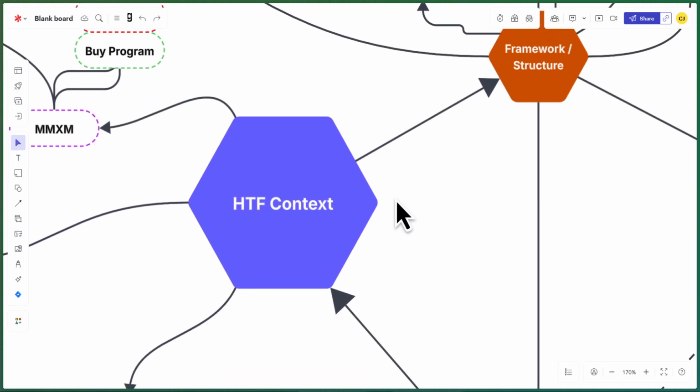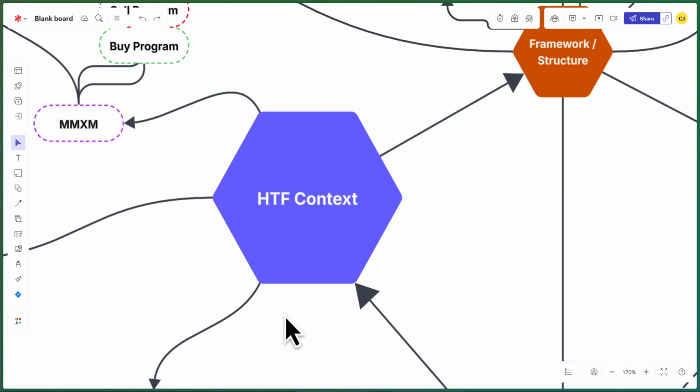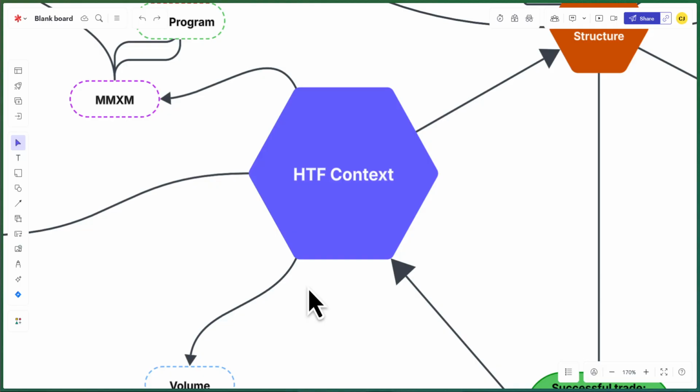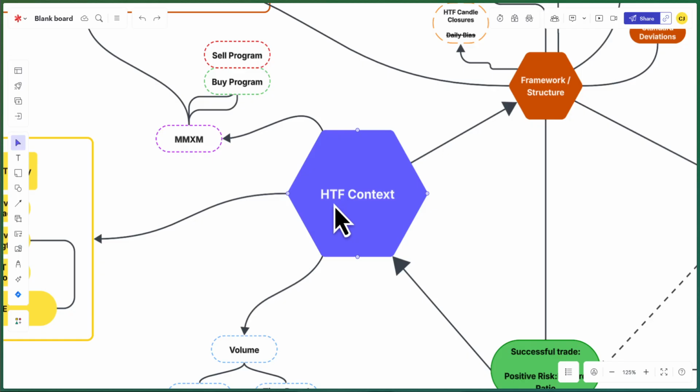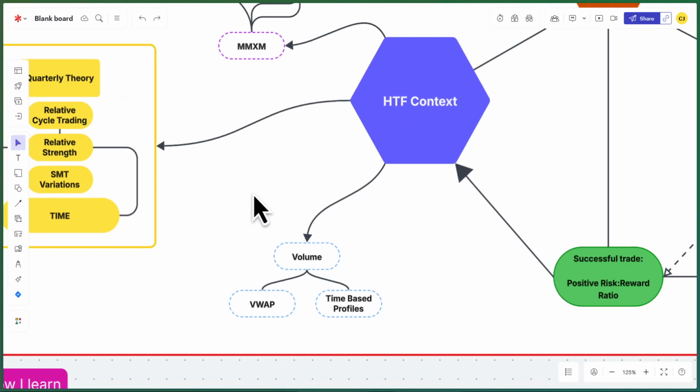HTF context. What do you mean by HTF context? For you to have an opinion on the market, the HTF context is what I use to frame that opinion on the market. Bias, if you would. So my bias is framed with HTF context, and I use some different ways to do it. I don't just stick to one thing, because a lot of times the market is not as simple as a lot of people would like to paint it. But I don't care about other people. I'm trading for me, so this is what I do.